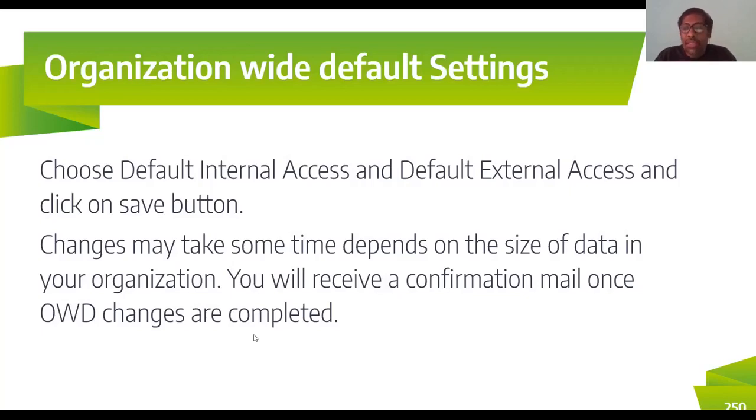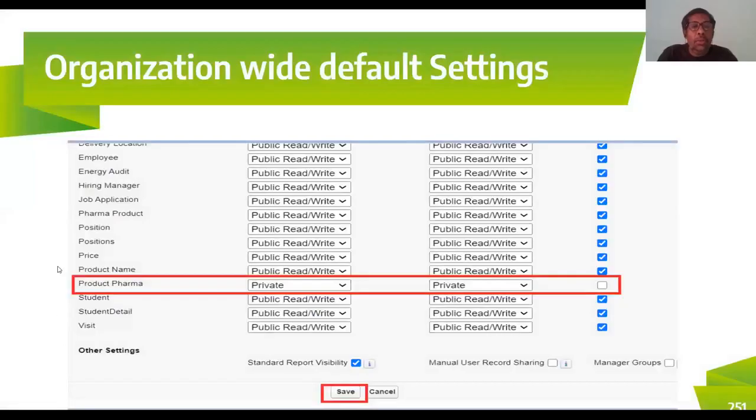It depends upon the data, depends upon how many records you have. Say for example, it's going to be 10 records, then within the stipulated time you will get whatever access. Say for internal access you've given public read and write, and for external access you've given private. In that case, the changes will happen here. It takes some time to do the changes, and accordingly the mail will be sent to your mail ID. Got it?